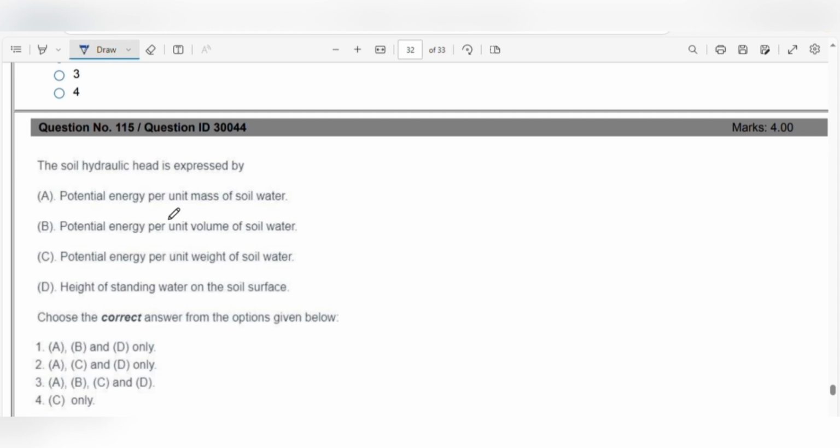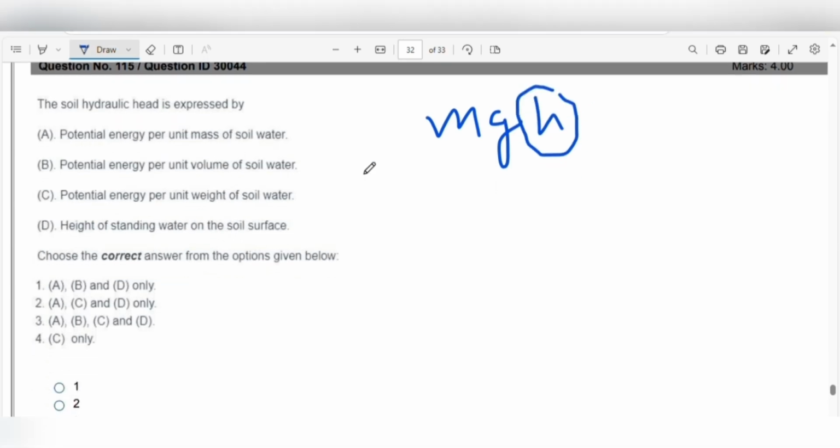Soil hydraulic head is expressed by. This is again another question from soil water. I think the number has crossed 10. And you can see how important soil water is. So soil hydraulic head is the H, if you remember, mgh. This h is the soil hydraulic head. So let's try all this and see which one is what.